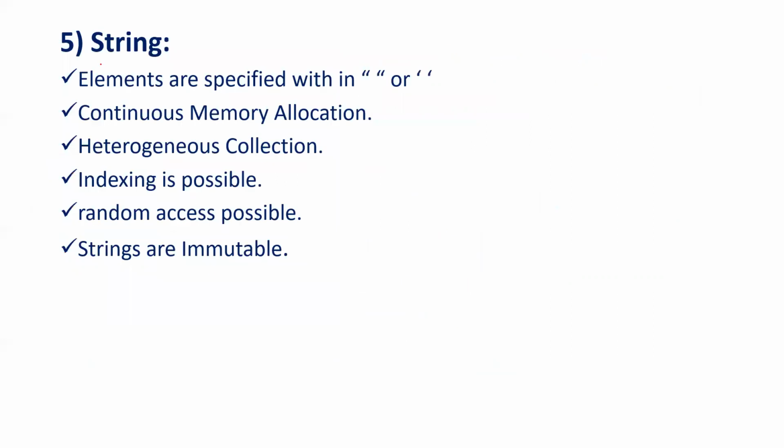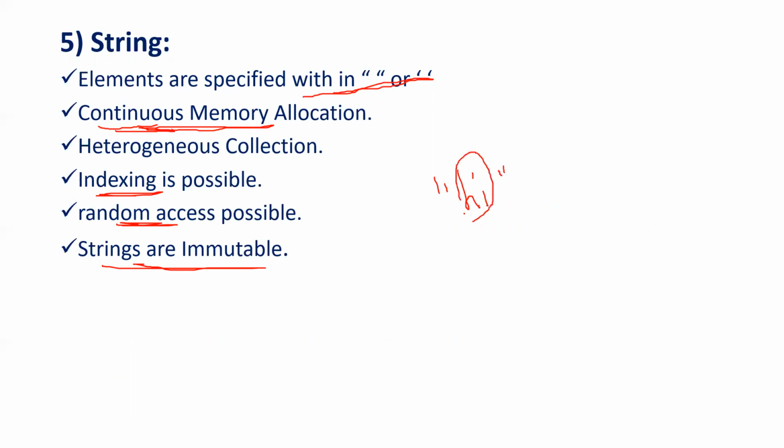And similarly, a string can be defined as a collection of characters. It is specified within single quotes or double quotes in Python. And in string, the characters will be stored in a continuous memory location, which means indexing is possible and random access is possible. Strings are immutable, which means once you define a string, you can't modify this string, but you can perform some operations and redefine that string again. And it is a heterogeneous collection. You can store digits, characters, alphabets, anything.